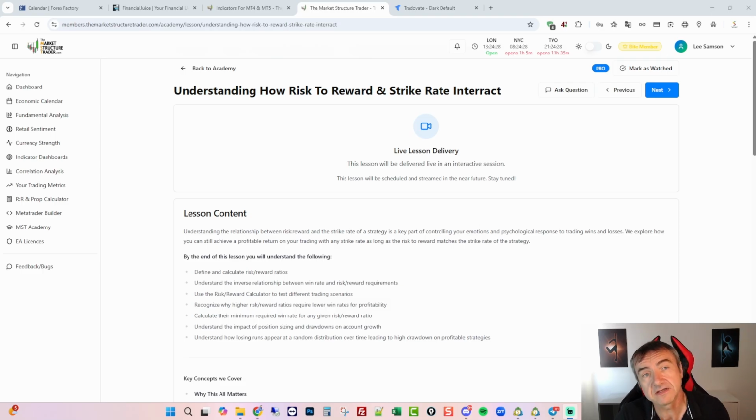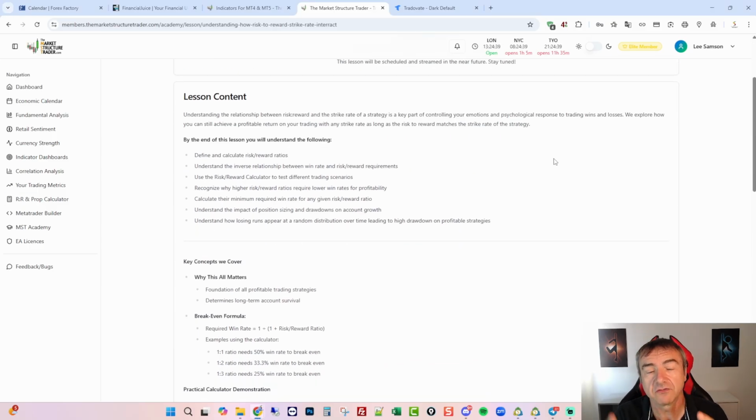So it's all about finding a strategy that has a strike rate and a risk reward ratio that will generate a positive outcome. So by the end of this lesson, as you can see on the screen here, what you will know is how to define risk to reward ratios and calculate those. Understand the inverse relationship between win rate and risk reward and basically how those two work together.